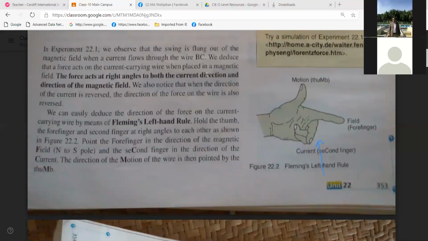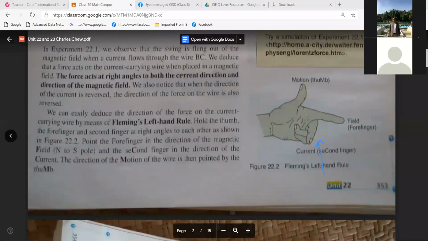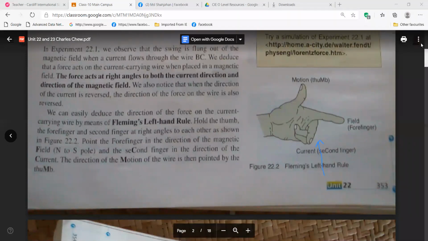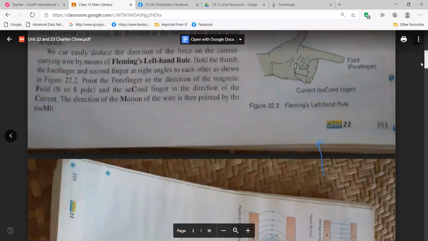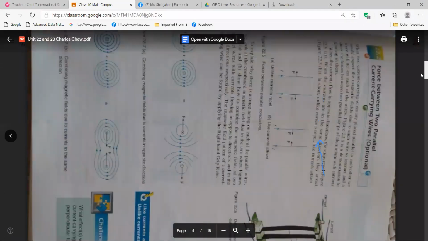So these 3 points you have to remember always. In our discussion with motor, we have to apply these 3 concepts. You can understand easily.